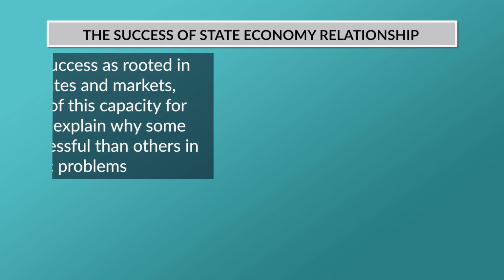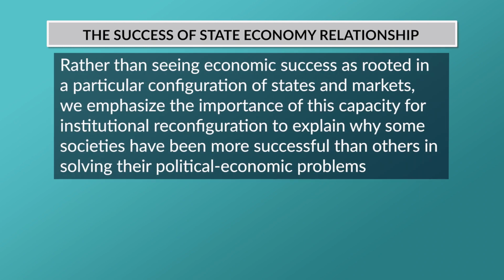Now, can we say that the state-economy relationship has been successful? Rather than seeing economic success as rooted in a particular configuration of states and markets, we emphasize the importance of the capacity for institutional reconfiguration to explain why some societies have been more successful than others in solving their political and economic problems. In sum, this perspective offers a way to escape the familiar and often sterile debate between adherents of the free market on the one hand and the advocates of strengthening the state system and governmental regulations and public provisions on the other. It directs attention to the qualitative issues of how and for what ends markets and state should be combined and what structures and practices in civil society will sustain a productive synergy of the state and the market.